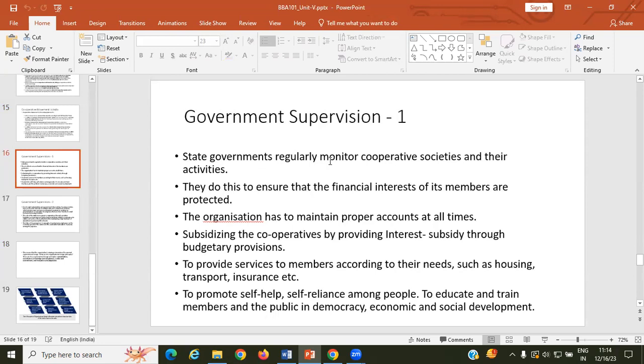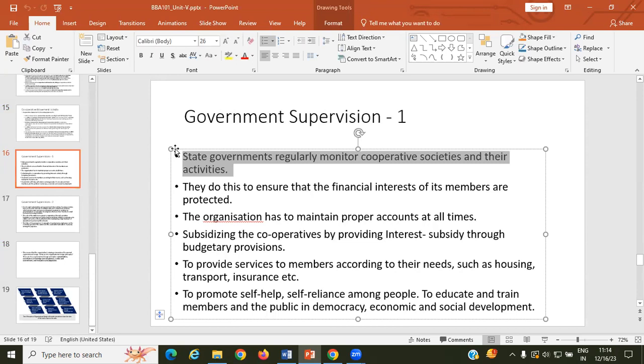The state government regularly monitors cooperative societies and their activities. That means the government is monitoring and seeing what is happening. Because the state government is involved in many activities.